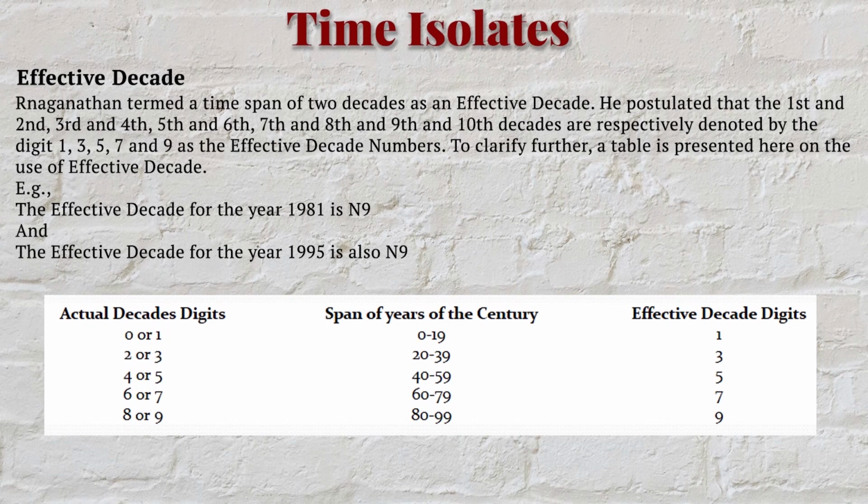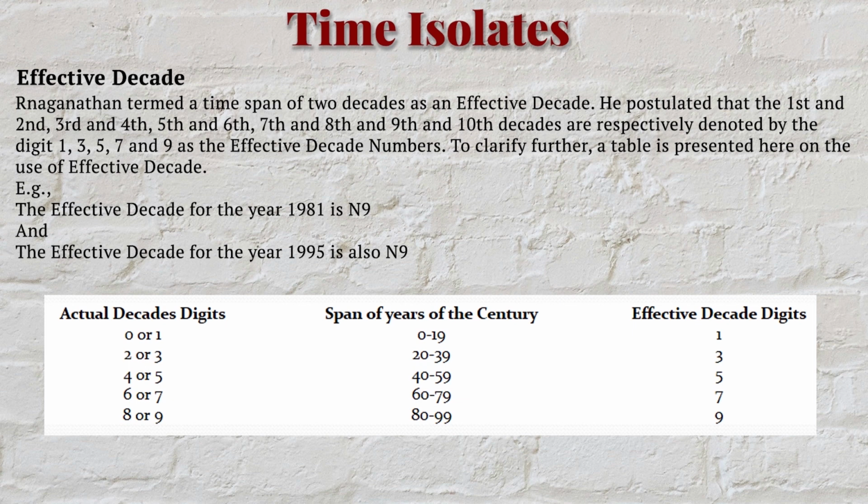The effective decade for the year 1981 will be N9. The effective decade for the year 1995 is also N9. Sometimes we need the span only, not the exact year. We use effective decade in such cases. So, if the actual decade digits are 0 or 1, the span of years of the century will be the year 0 to year 19, and the effective decade digit will be 1.